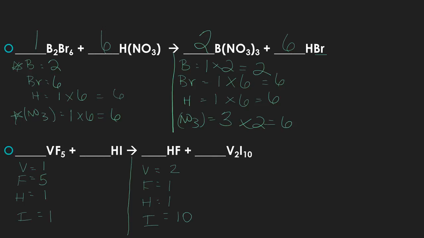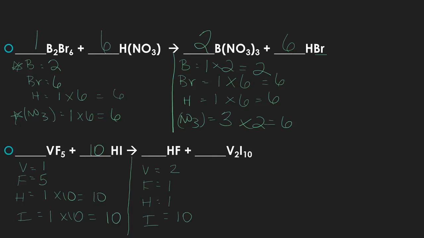So if I go through, there's nothing weird. I can multiply 1 and get 2. I can multiply 1 and get 5. 1 and 1 are the same. I can multiply 1 and get 10. So nothing weird, so I just start with the biggest difference, which is my I. And to get 1 to equal 10, I'll have to multiply by 10. When I put a 10 in that blank, I have to also multiply my H because it's also in that compound. So now I'll update my atom count.